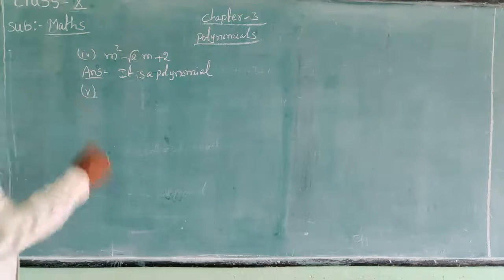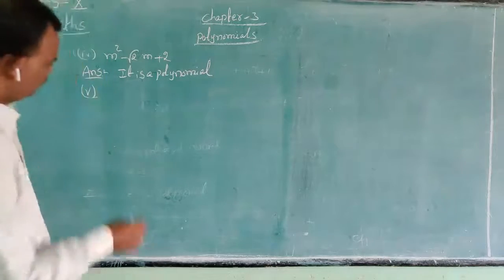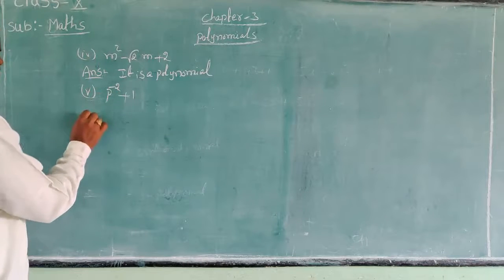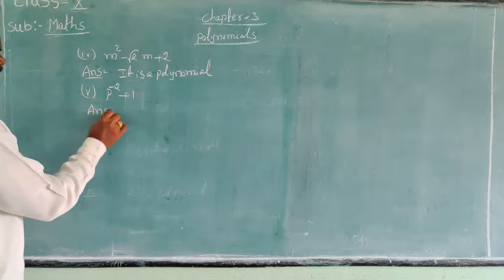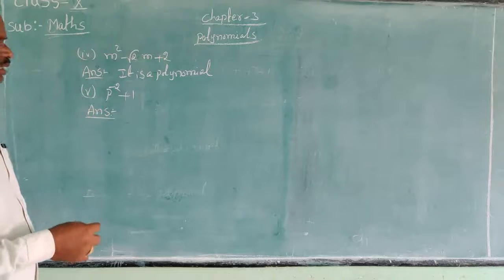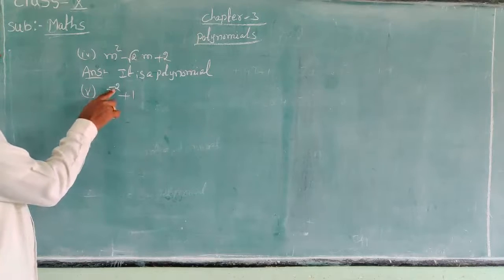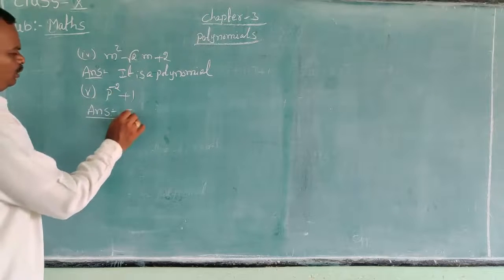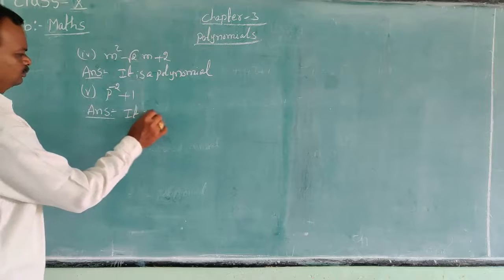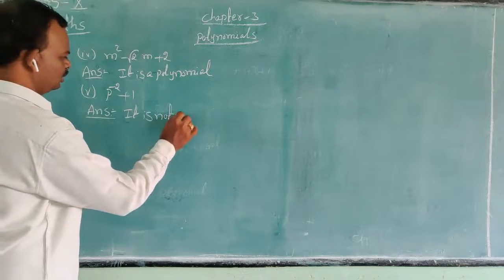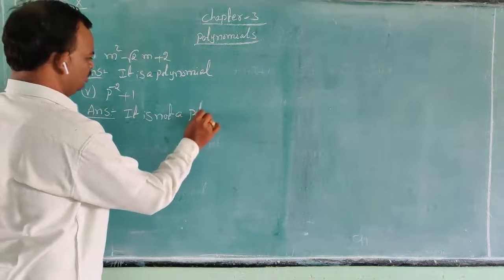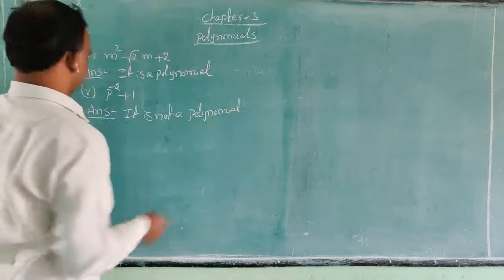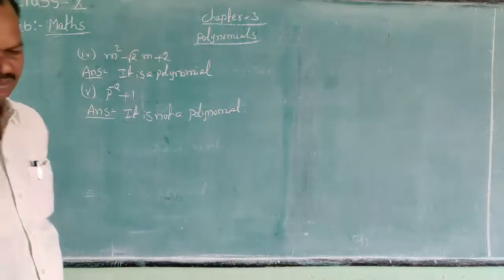Next one: p power minus 2 plus 1. Here the exponent, that means the power, is minus 2. It is a negative value, so it is not a polynomial.